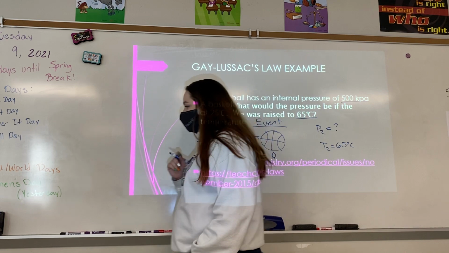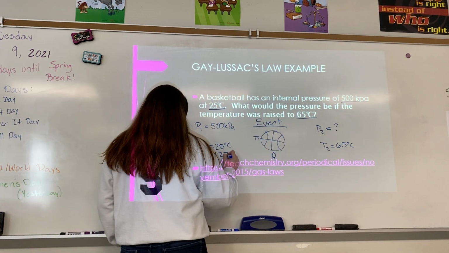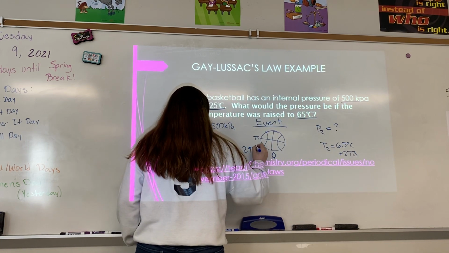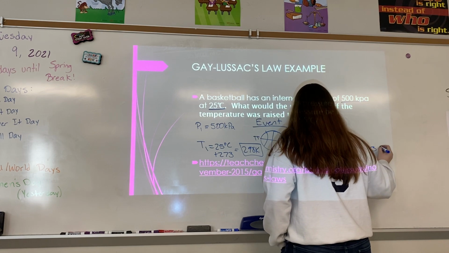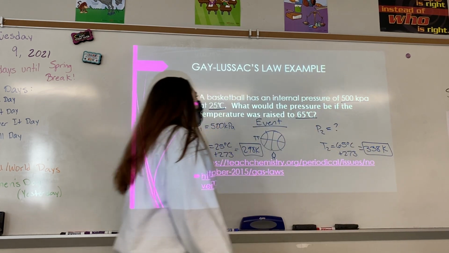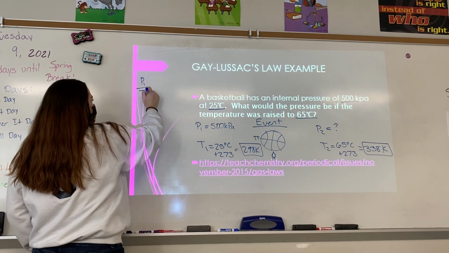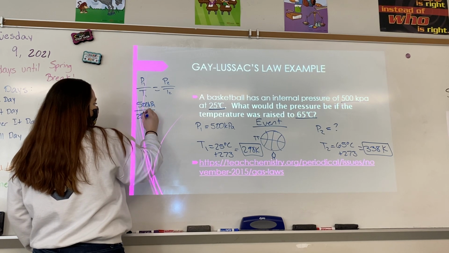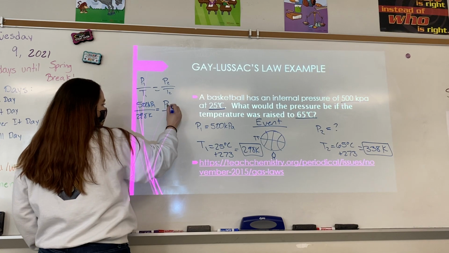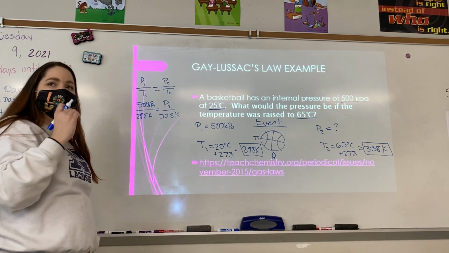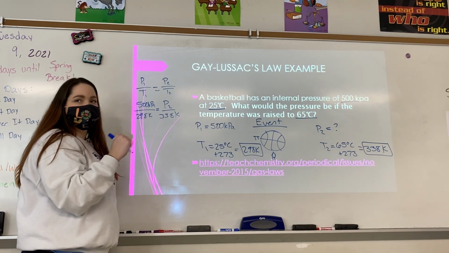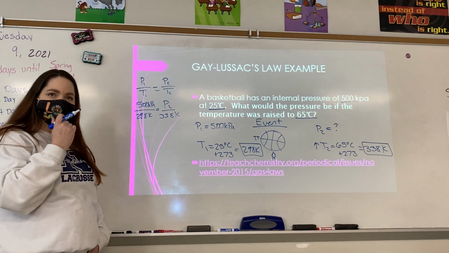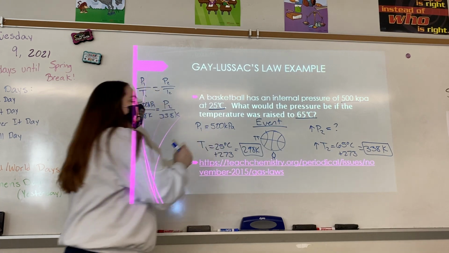What do I have to do before I can plug those numbers into my formula? Add 273. So that's 298 and 338. All right, so now I can plug those in. So now I have my P1 over my T1 equals my P2 over my T2. So that's 500 kPa divided by 298 Kelvin equal to P2, my unknown, over 338 Kelvin on the bottom. Now, according to my relationship, what's happening to my temperature? It's increasing. So according to my relationship, what should my pressure do? It should also increase. So I'm going to look for a number that is larger than 500.